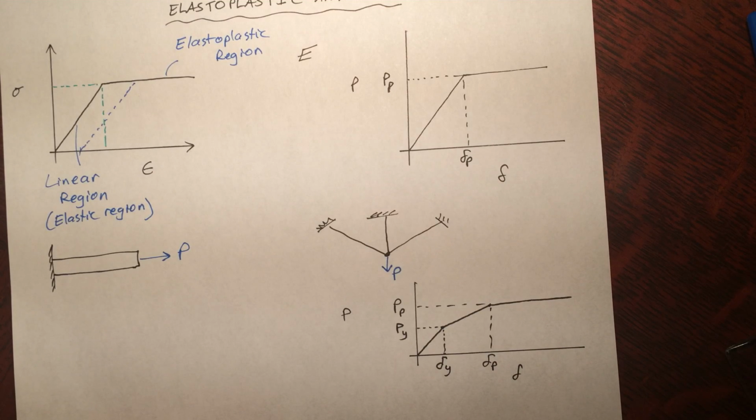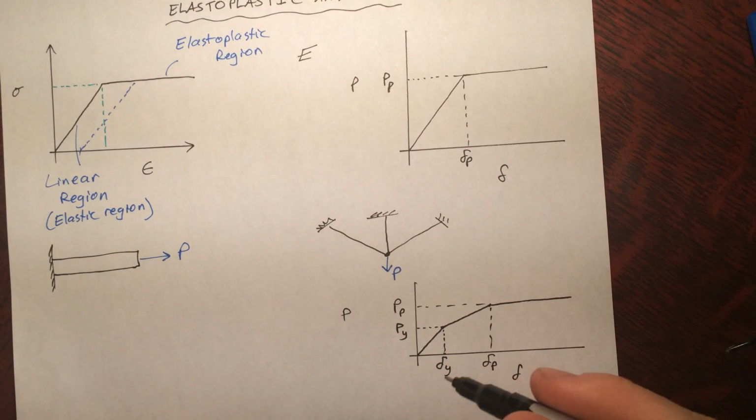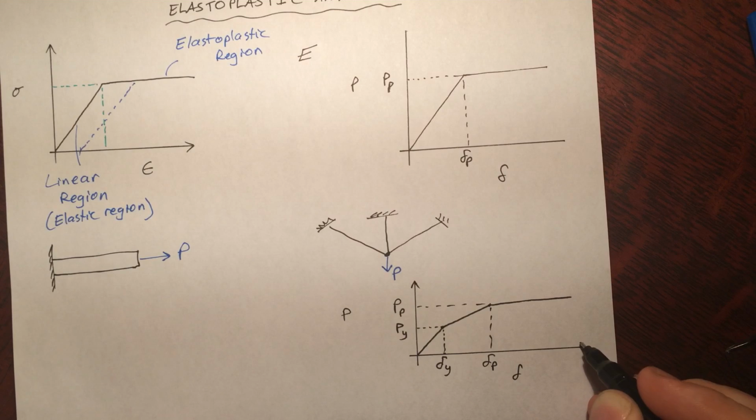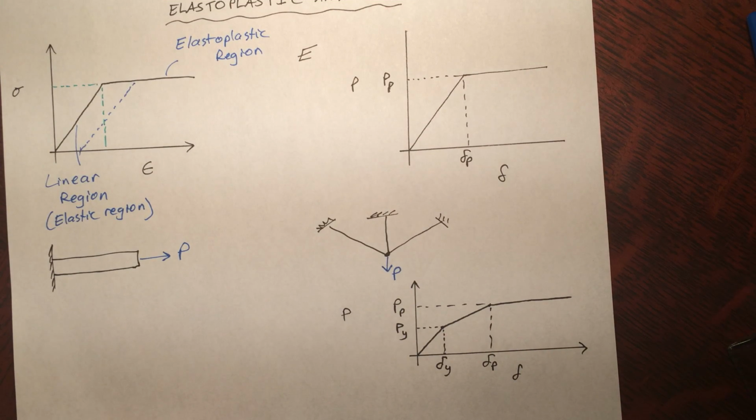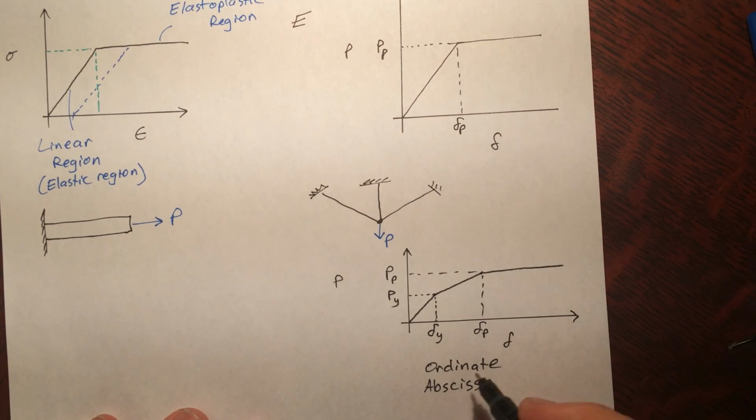So that's when your structure first starts to yield. And basically what most elastoplastic analysis problems are going to get you to do is to plot this graph. Now I've noticed in some books they use these funny words, ordinate and abscissa. I don't know why you would use these, but anyway, this is just code for X, Y.